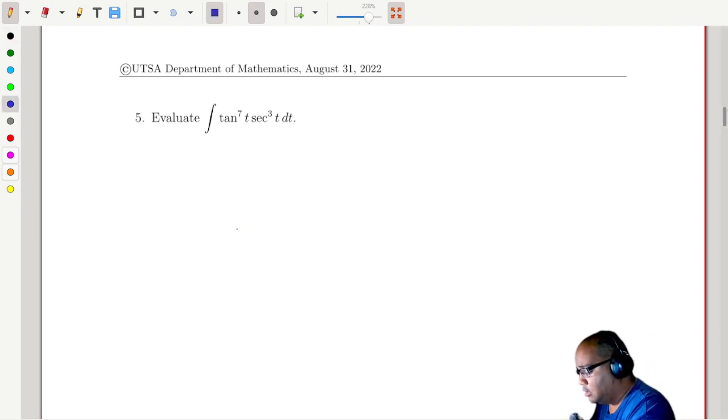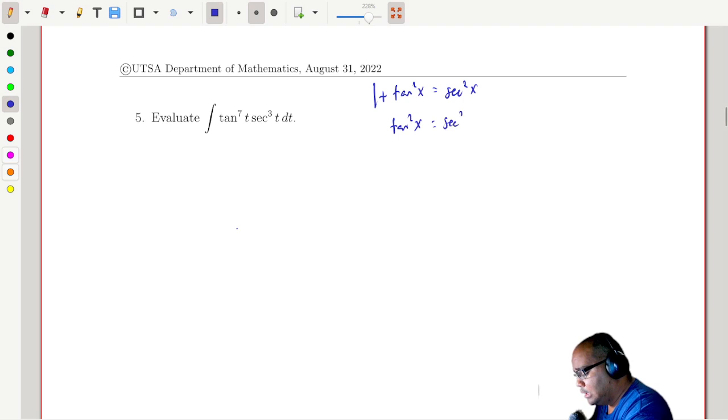I'll give you this here: 1 plus tangent squared of x is equal to secant squared of x. And that means that tangent squared is secant squared minus 1.